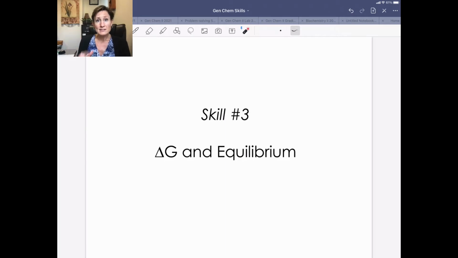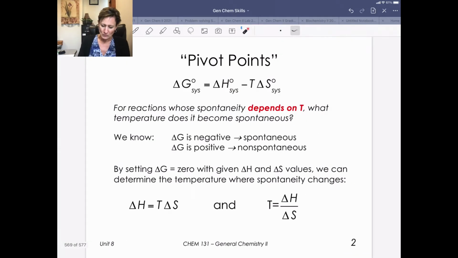So our last skill in this learning unit on thermodynamics allows us to connect concepts of free energy, delta G, with something we've spent 3 learning units thinking about, which is equilibrium. And so one of the important things that's part of what we're going to discuss here is how we can change spontaneity in a process that has temperature dependence by changing the temperature.